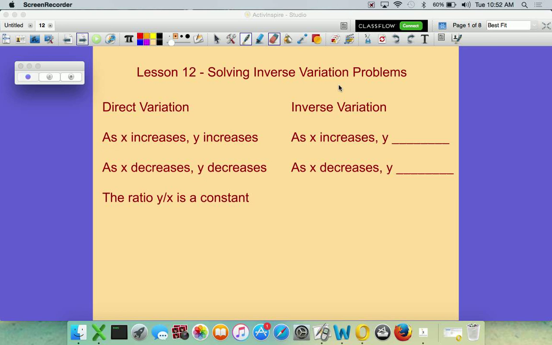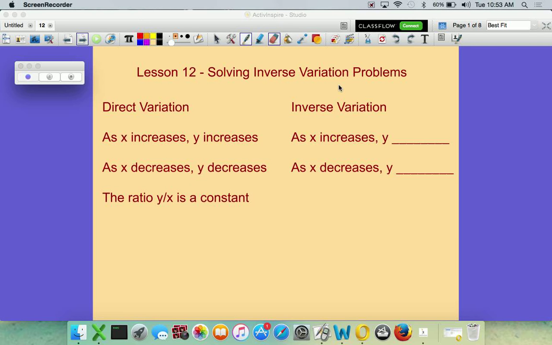We are talking about lesson 12, which is solving inverse variation problems. Back in lesson 8, we talked about direct variation. Obviously, they're just inverses of each other. With direct variation, as a review, as x increases, so does y. As x decreases, so does y.